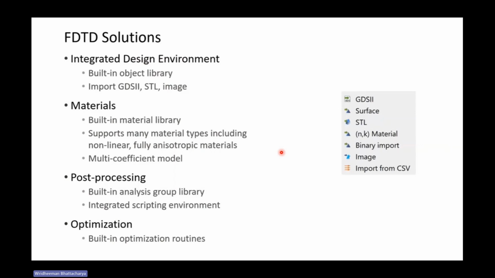Secondly, how to import things. It imports from CSV files, it imports from images, it imports binary, and it also imports the NK data of materials. Like if we have done the ellipsometry of a certain material and we want to import its NK data, it could be included in that way. Or the STL, which is the stereolithography format. If we do the lithography process in different CAD, like 3D CAD modeling, or in Mentor Graphics, and we want to import that structure into our design, we could do it through the STL.